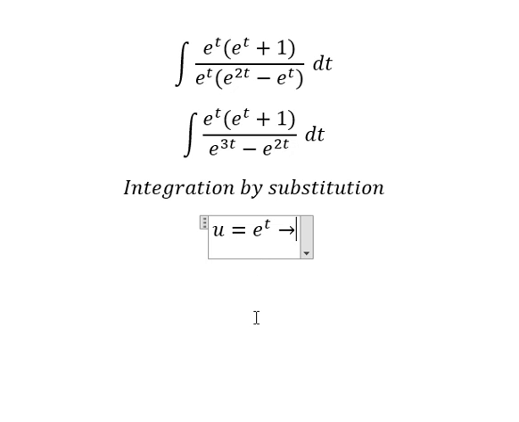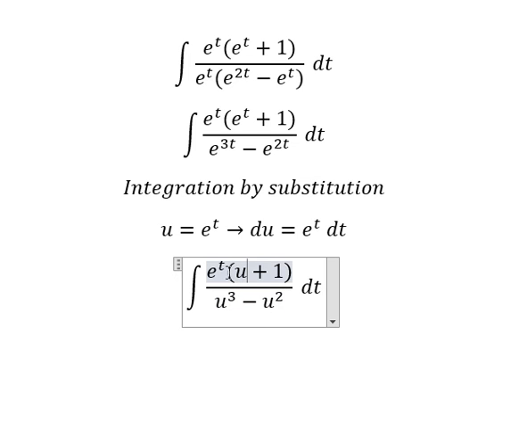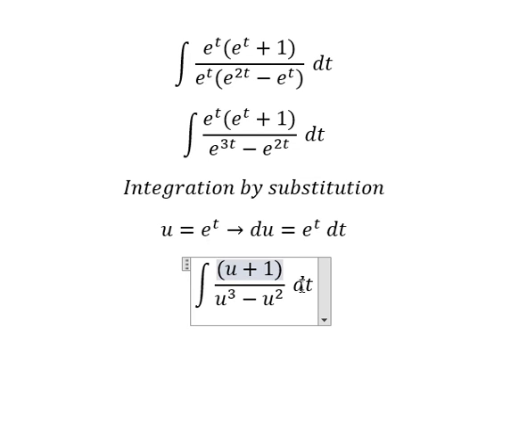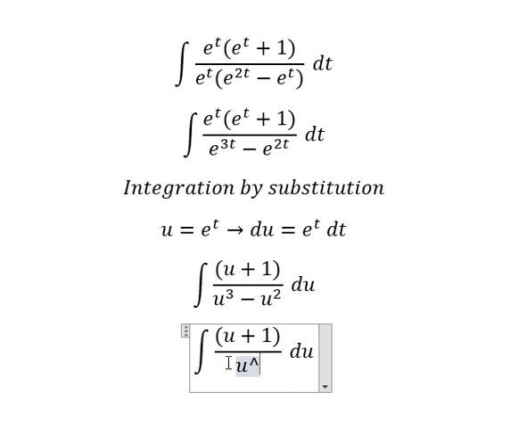Later, we need to first take the derivative of both sides. This one we change for u, and we have u to the power of 3. This one is u squared. This one we change for u. e to the power of t dt we change for du. So this one we can put factorization by u squared.